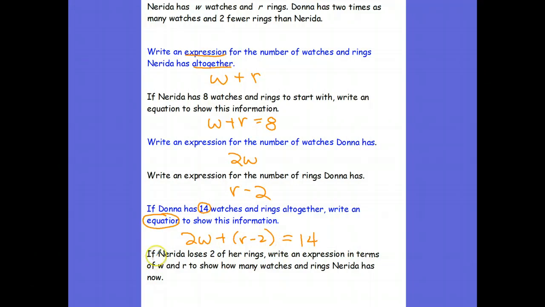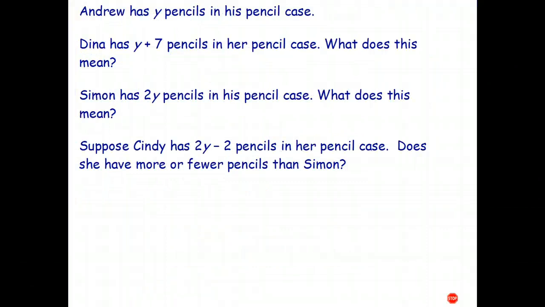And okay, last question. If Nerida loses 2 of her rings, write an expression in terms of W and R to show how many watches and rings Nerida has now. Well, the expression for how many she has now is W plus R. And she loses 2 of her rings, so W plus R take 2. And again, you might want to bracket that to show that that is what she started with, and then she's lost 2. Okay, have a go at the last set of questions, please.